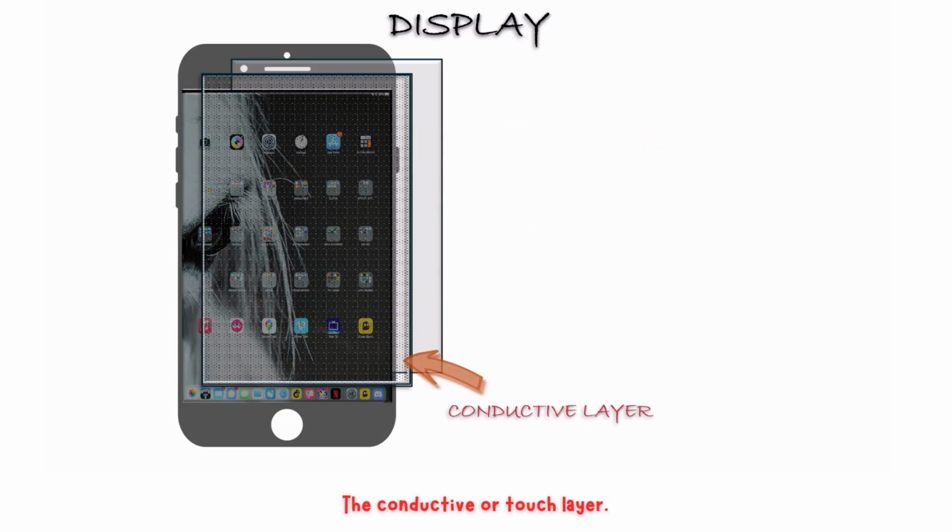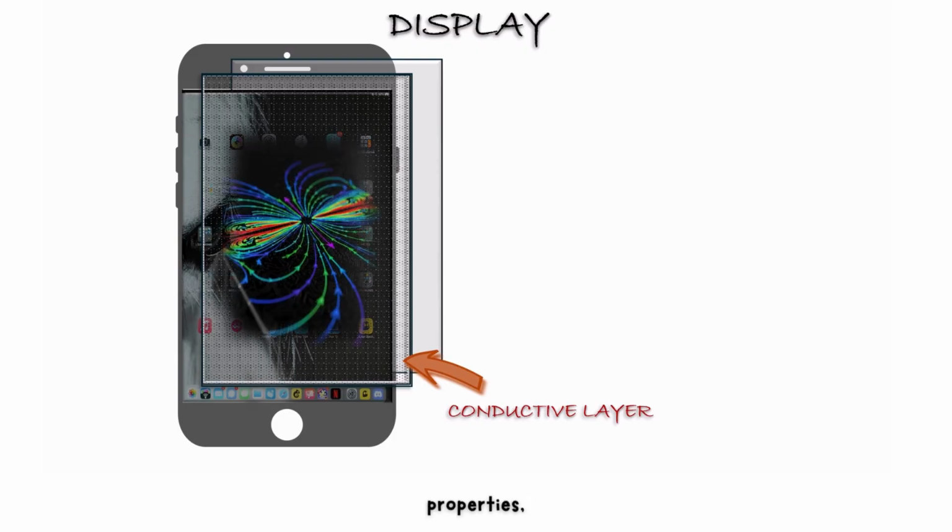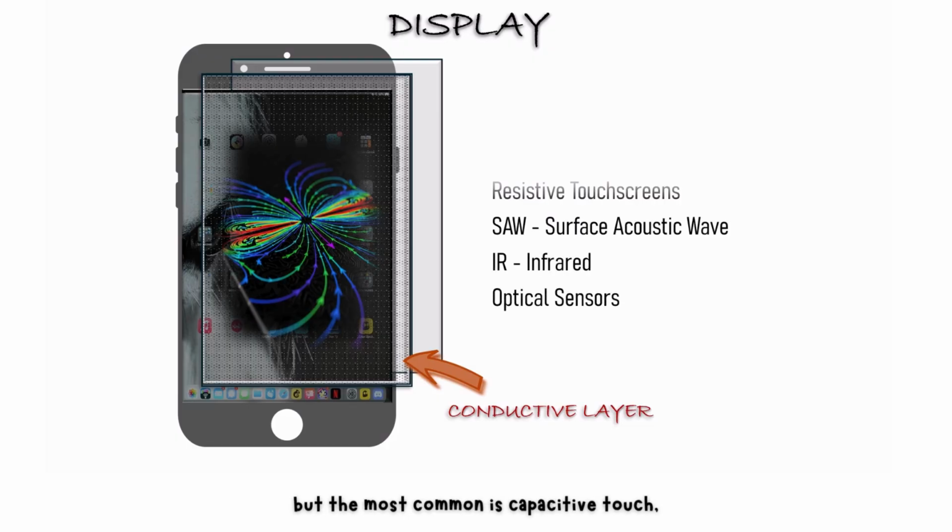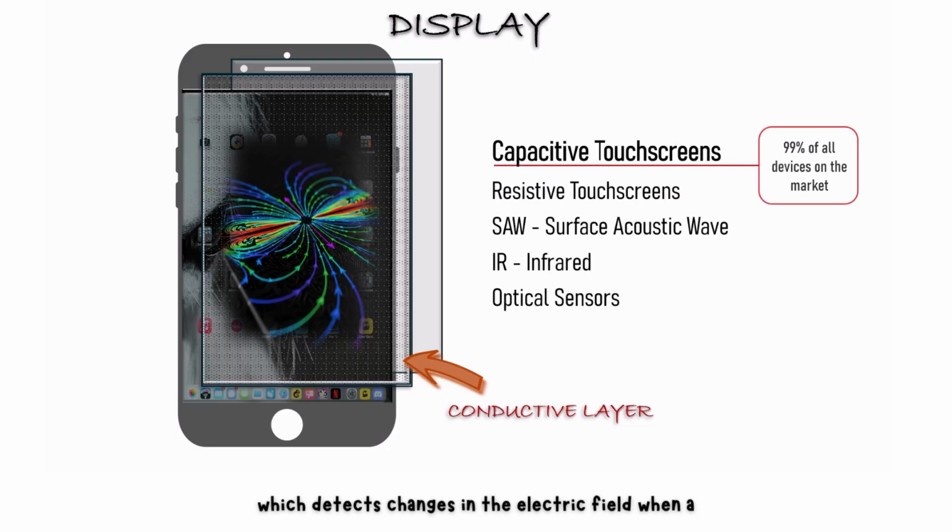The conductive or touch layer. This is a layer sensitive to changes in electrical properties, allowing us to interact with the screen through touch. There are various technologies available, but the most common is capacitive touch, which detects changes in the electric field when a human finger touches the surface.